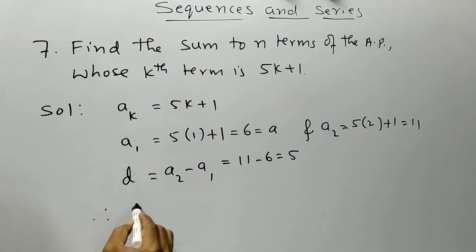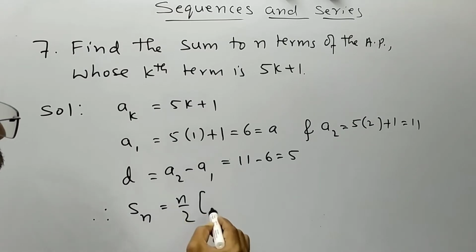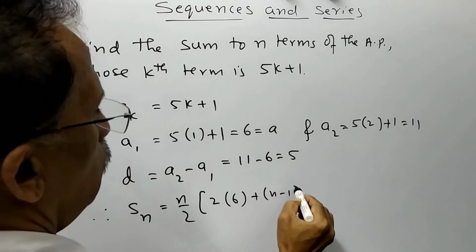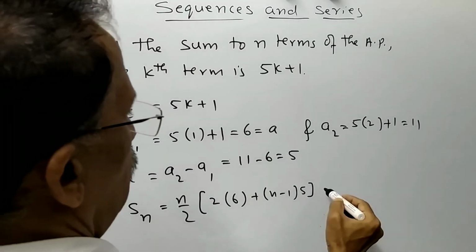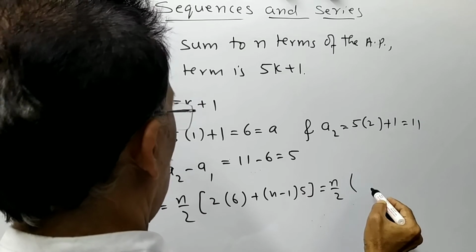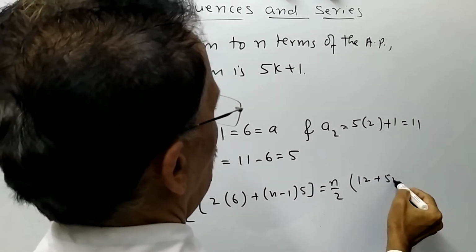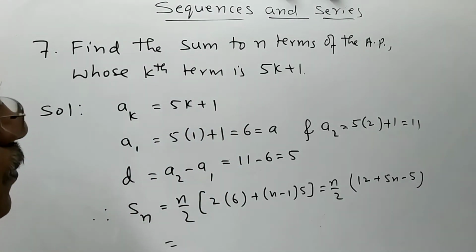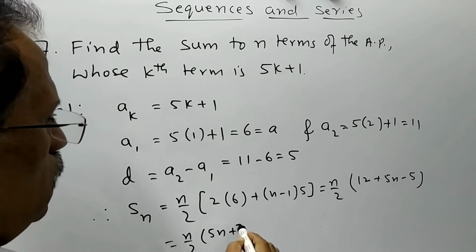Therefore, sum of n terms of an AP, that is Sn, is equal to n by 2 into 2a, that is 2 into 6, plus n minus 1 into d, that is 5, is equal to n by 2 into bracket 12 plus 5n minus 5 is equal to n by 2 into bracket 5n plus 7.